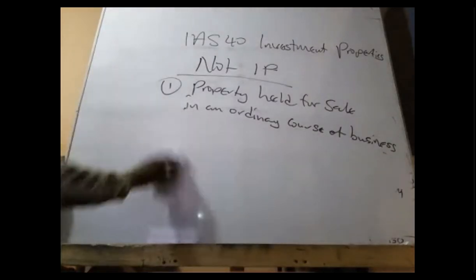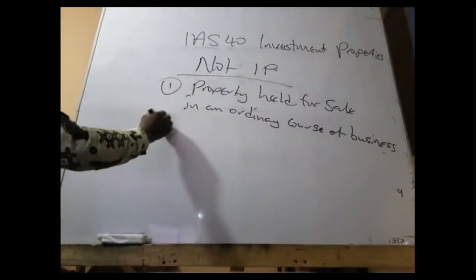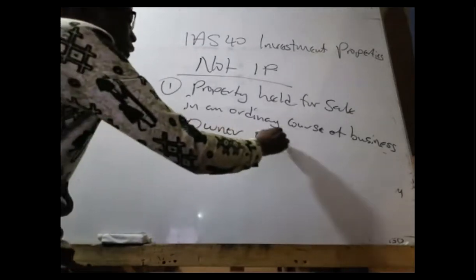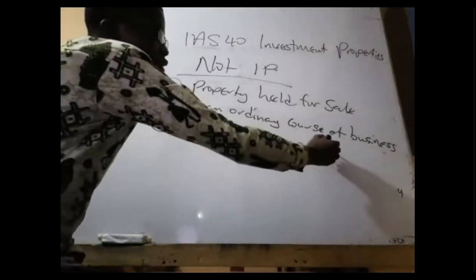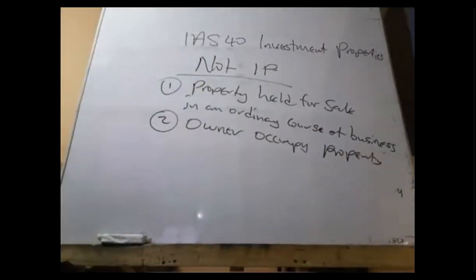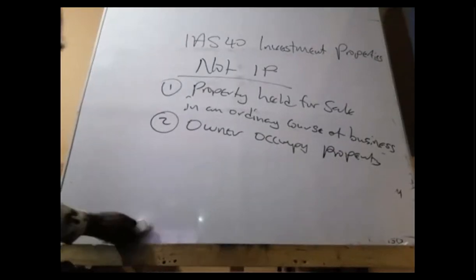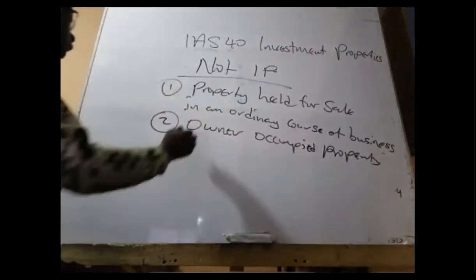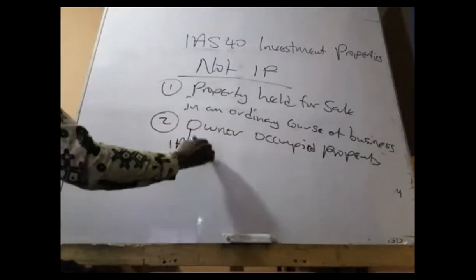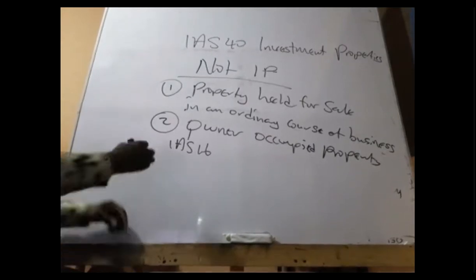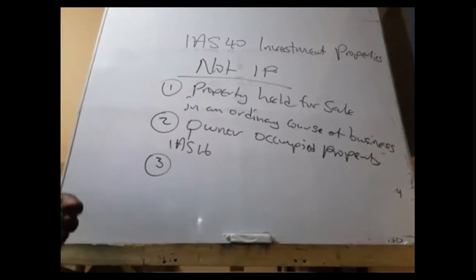Example number 2, items that are not investment property: owner occupied property. The owner is occupying it. With owner occupied properties, they are accounted for under IAS 16 PPE, since the owner is using it. Then number 3, assets constructed for third parties.